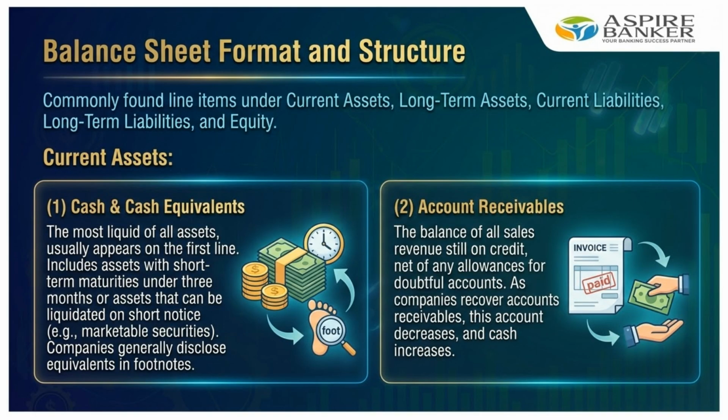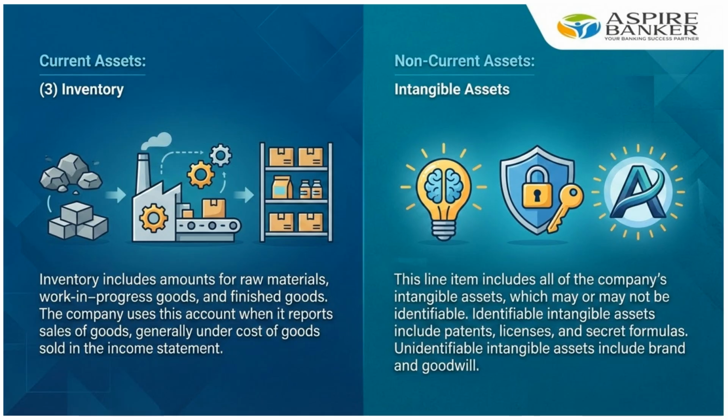In terms of structure, balance sheets commonly feature several line items. Under current assets, cash and cash equivalents are the most liquid. Account receivables represent sales revenue still on credit. Inventory, another current asset, includes raw materials, work in progress, and finished goods.